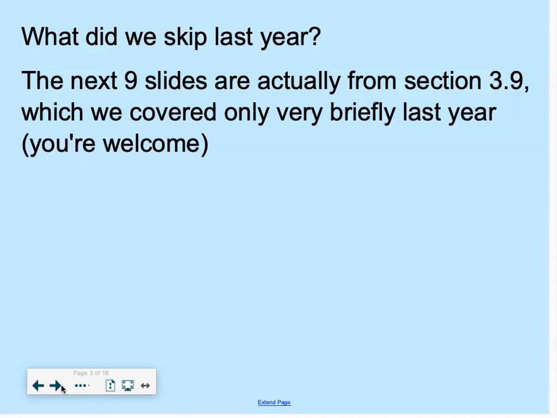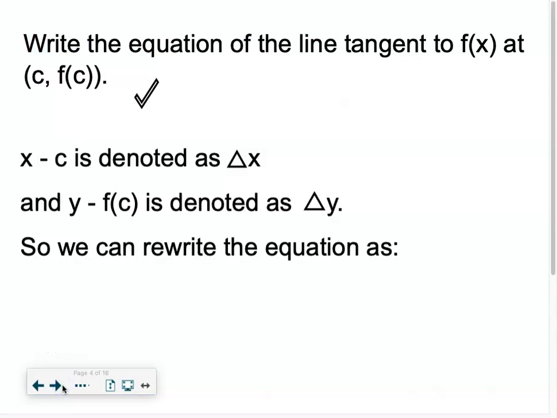Okay, so what did we skip last year? The next 9 slides are actually from section 3.9. We never did section 3.9 last year. So it's not trig sum. Okay, 3.9 is actually differentials, which we pretty much skipped. I covered them in one example in literally like 40 seconds and then moved on, because it's not an AP topic. You don't write this down. This is just to lead you into where we're going, okay?